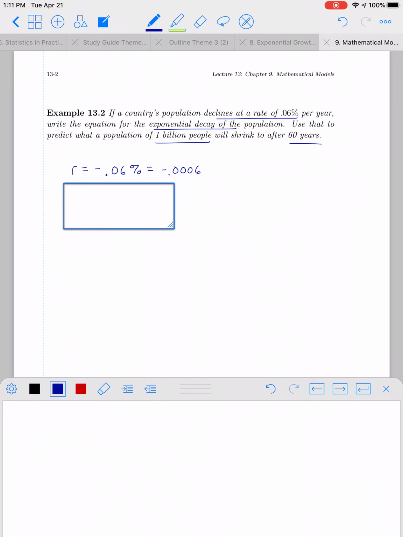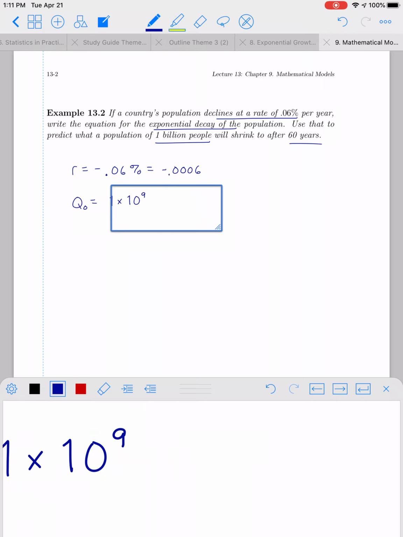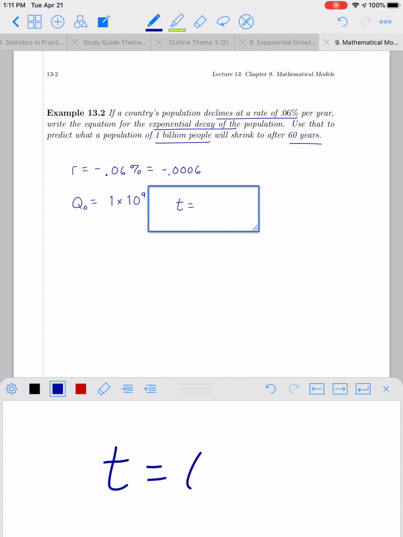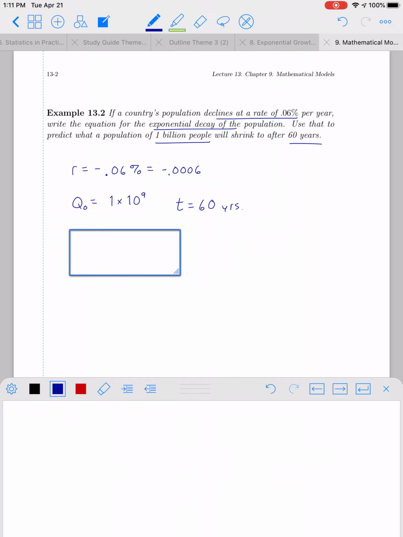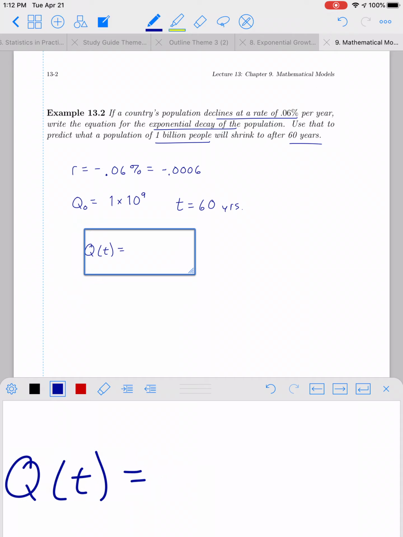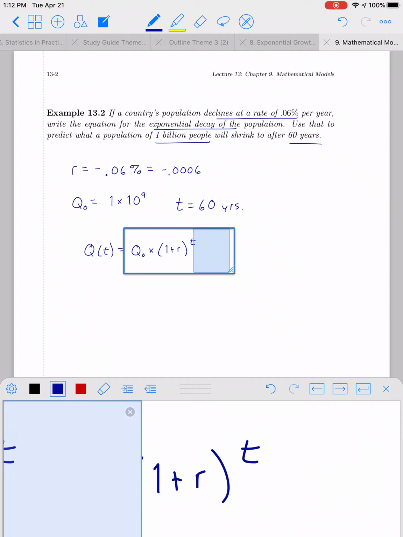So there it is. Q naught, the initial population we're interested in, is 1 billion. That's 1 times 10 to the 9th. Remember, 10 to the 9th is 1 billion. And T is 60 years. Okay, first they want us to form the equation, the model. In other words, fill this out all except for T. T is just going to be itself. Q naught times 1 plus R to the T.